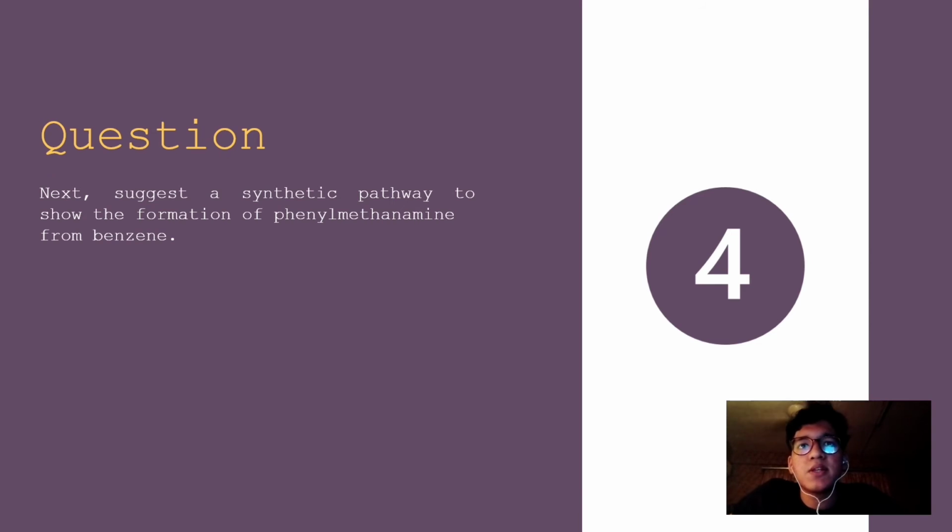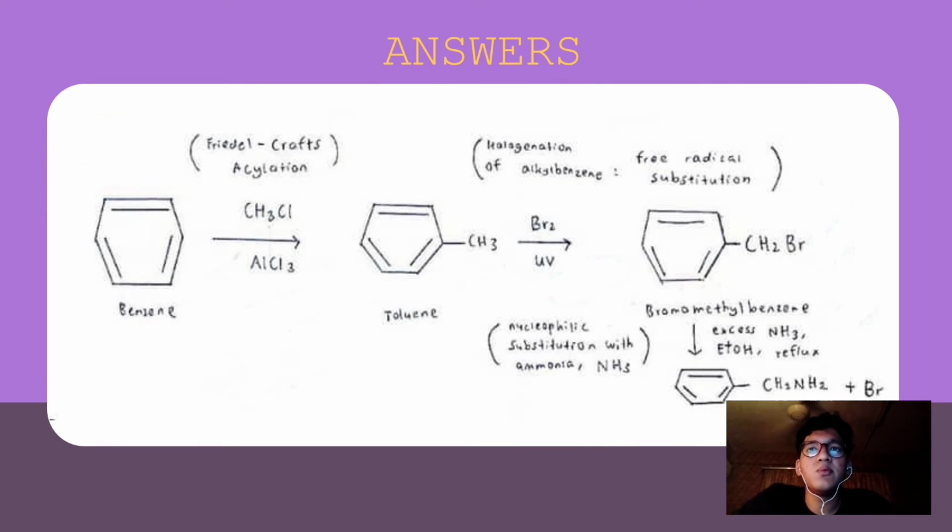Next, suggest a synthetic pathway to show the formation of phenylmethanamine from benzene. So the answer is, firstly, we have benzene, and we use Friedel-Crafts alkylation with chloromethane, and we use aluminum chloride as the catalyst, and we will get toluene. Then we use halogenation of alkylbenzene with free radical substitution using Br2 with UV light, and we will get bromomethylbenzene. And lastly, to get the phenylmethanamine, we use nucleophilic substitution with ammonia, NH3, with excess NH3, ethanol, and reflux, and we will get phenylmethanamine with HBr as the by-product.